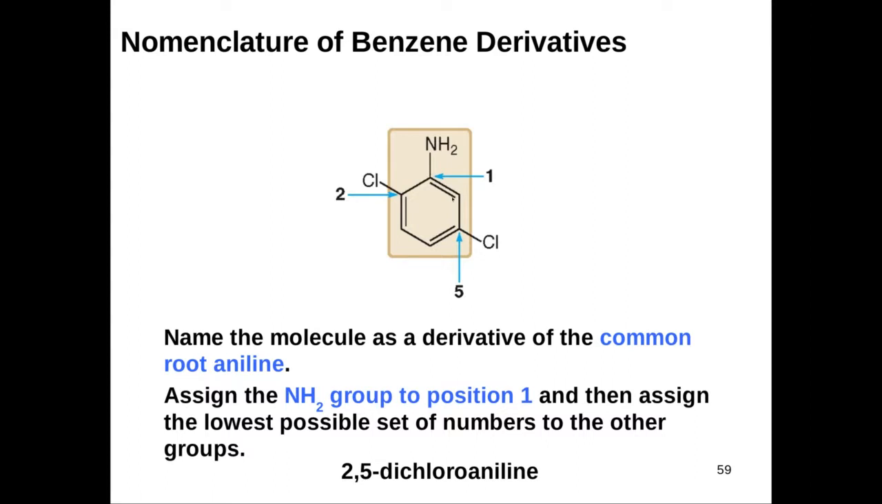So if I went 1, 2, 3, 4, 5, 6, that would be 1, 3, 6. That's too high. 1, 2, 3, 4, 5. So 1, 2, 5. That's much better. And in this case, we have 2 chlorines. Remember, chlorine is chloro. So we have a chlorine at the 2, we have a chlorine at the 5. 2, 5. Dichloro. Remember, di being 2 chlorines. And we have aniline, so it's dichloroaniline. And again, the aniline part assumes we know that we have the benzene ring with this nitrogen group attached to it.